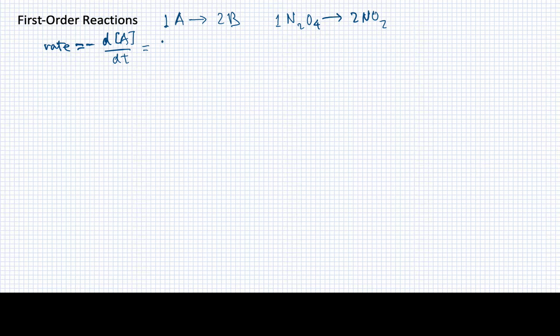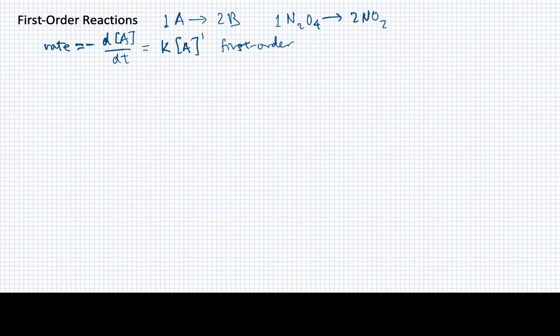And then that's going to be equal to a rate constant times the concentration of A. It's the only reactant, and this is going to be raised to the first power. This is what makes it a first order reaction. We've got a power of 1 in this relationship. So how can I proceed?